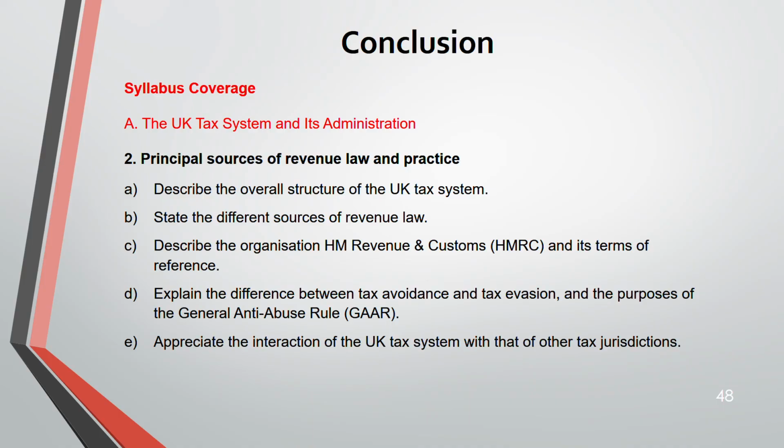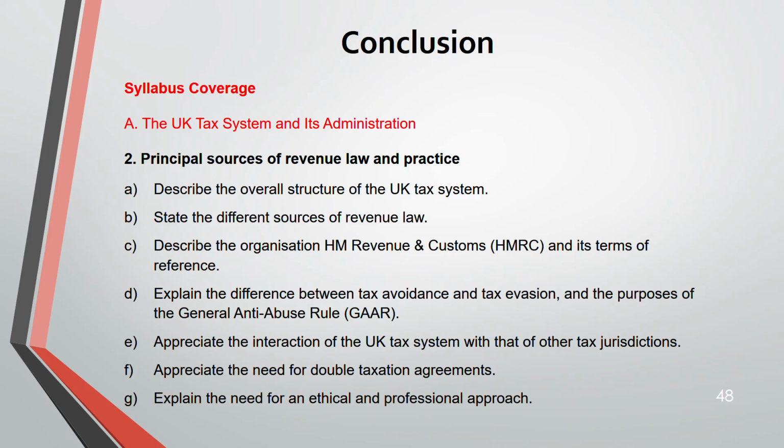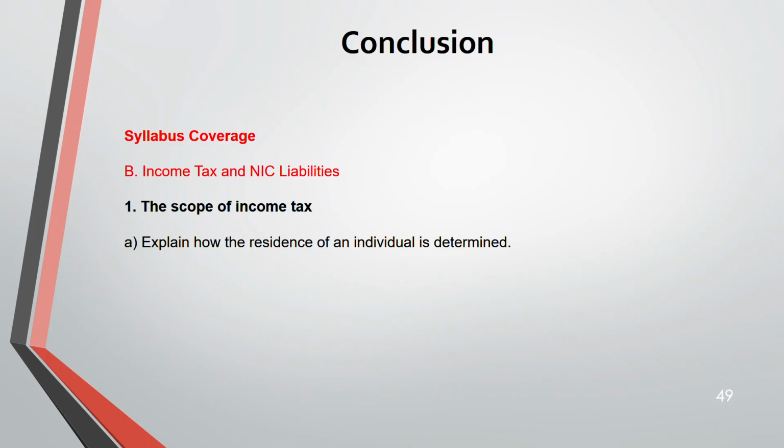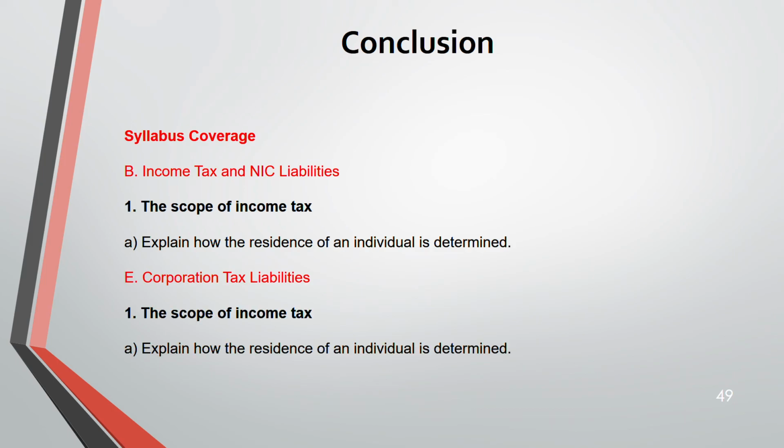Then, how the UK tax system interacts with other tax jurisdictions. The double tax agreement, where you are giving unilateral relief. Explain the need for an ethical and professional approach. And second, section B, which is income tax and NIC. We have covered the scope of income tax, how residence is determined for individuals, and then how residence is determined for a company.